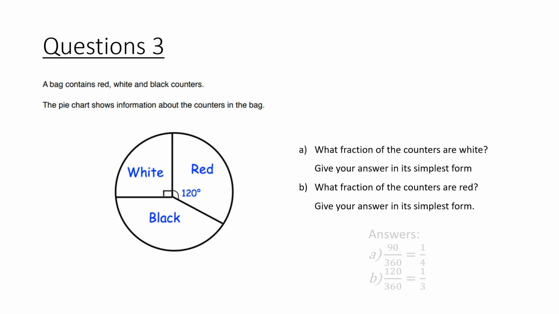Okay, so the answer to these ones would have been a quarter for A and 1/3 for B. So for A, it talks about the white. So white is represented there by that little square in the corner, telling you it's 90 degrees. So 90 divided by 360 gives you an answer of a quarter, simplified. And then red was 120 degrees. So you do 120 over 360, which simplifies down to 1/3.